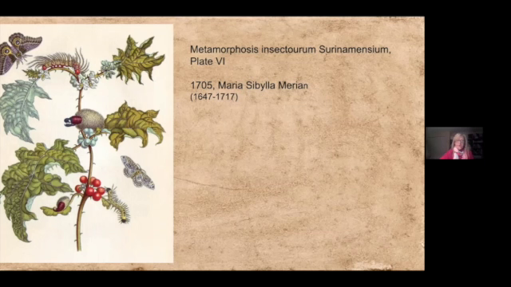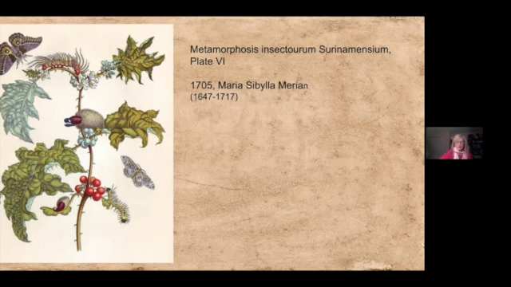And this was all of the information that she gathered while she was living in Suriname, which was a Dutch republic at the time. So some of her original work is in the British Museum and the Royal Library at Windsor Castle.